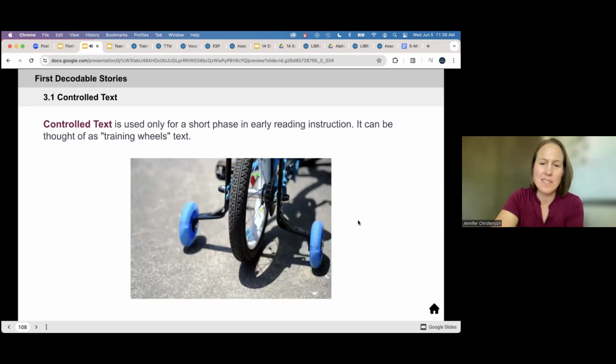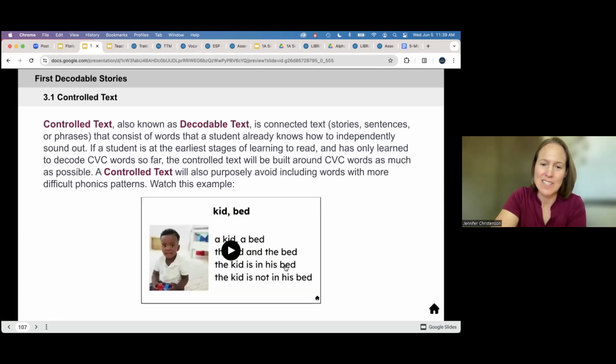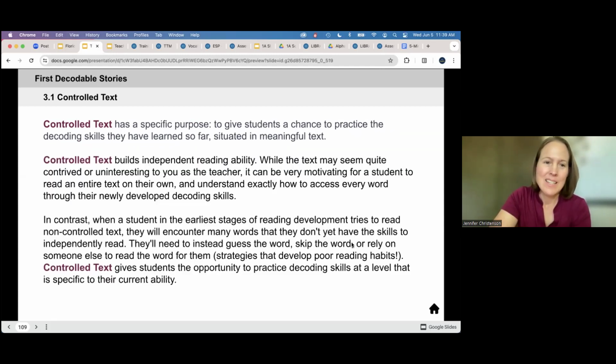Sorry, the important thing to know about controlled text is it's used only for a very short phase in the earliest stages of reading instruction. You can think of it as like training wheels. So you use it for a short time and then you don't use it anymore. You don't use it anymore because this is not authentic language. Our regular speaking and listening language is much more complex than this type of text. So controlled text has a specific purpose.